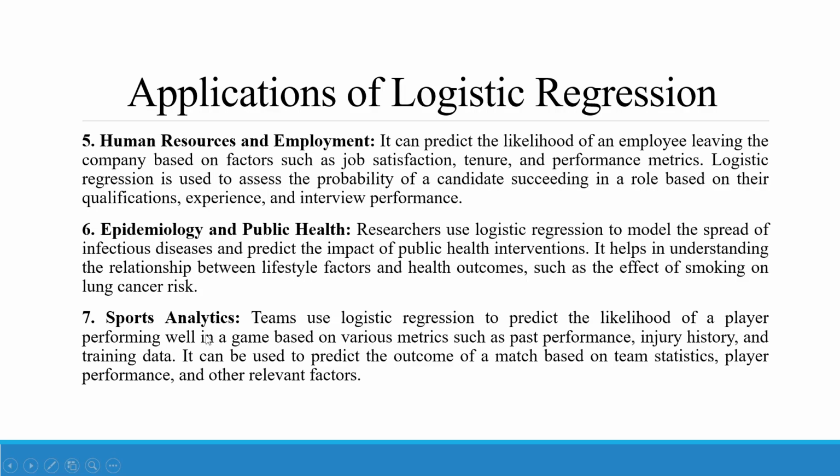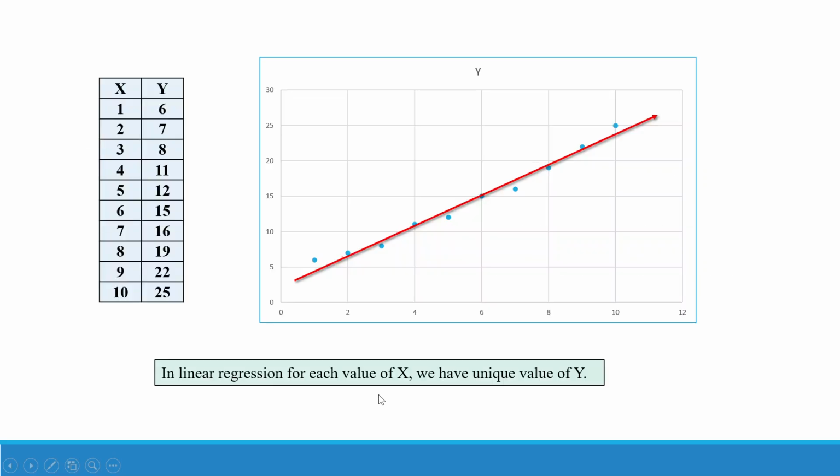Sports analytics. Teams use logistic regression to predict the likelihood of a player performing well in a game based on various metrics such as past performance, injury history, and training data. It can be used to predict the outcome of a match based on team statistics, player performance, and other relevant factors. So first, we will understand the concept of linear regression.